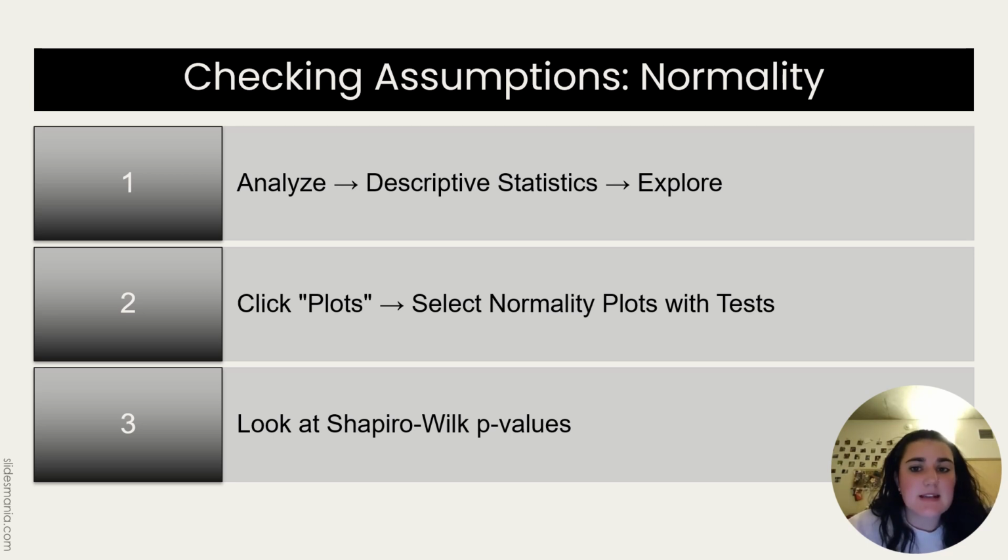Even if your sample size is small, looking at both the plots and p-values gives you a much fuller understanding of the data behavior. Many researchers actually use both the Shapiro-Wilk and visual checks together. They don't rely only on the test statistic.